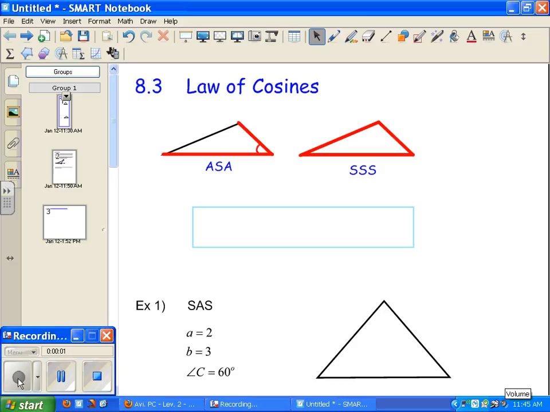Law of cosines. Now this will take care of the other two triangles that we haven't had yet, where you have an angle side angle, which is actually not that picture right there.